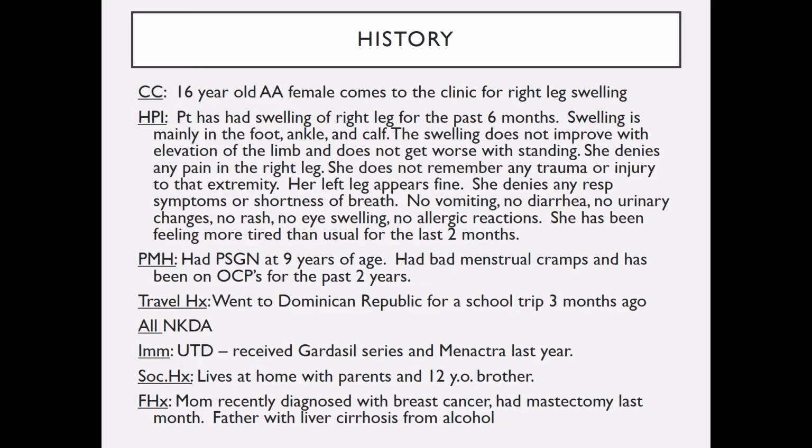She denies any respiratory symptoms or shortness of breath. No vomiting, no diarrhea, no urinary changes, no rash, no eye swelling, no allergic reactions. She has been feeling more tired than usual for the last 2 months. Past medical history, she had post-streptococcal glomerulonephritis at 9 years of age. She has had bad menstrual cramps and has been on oral contraceptive pills for the past 2 years. Travel history, she went to the Dominican Republic for a school trip about 3 months ago.